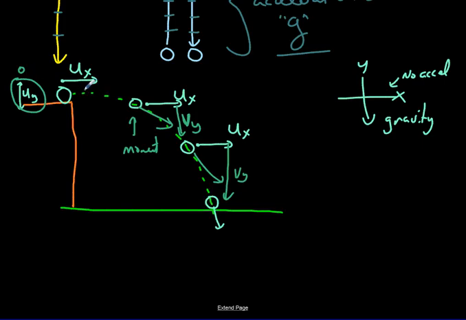So that also means that if I drop the ball at the exact same time as this, I'm going to see that it hits the ground at the same exact time that the parabolic path object hits the ground. And this was done by experiment by Galileo way back when.